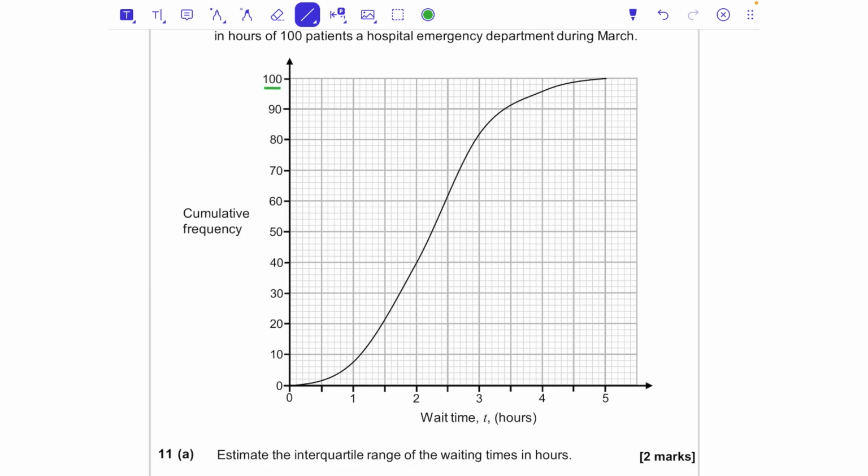We can see here that there are 100 pieces of data or 100 patients here. The median would be at 50. So we could read across, hit 50, go down, and we can see that that would be at 2.25. To find the upper quartile, we've got to go halfway between that and the top, which would be at 75. And that gives us 2.8. And then halfway between the median and the bottom, which would be at 25. And we can see reading across, hitting the graph and going down, that would give us 1.6.